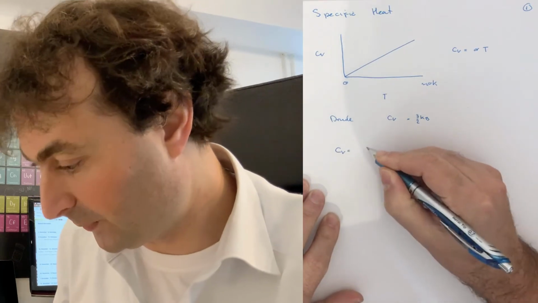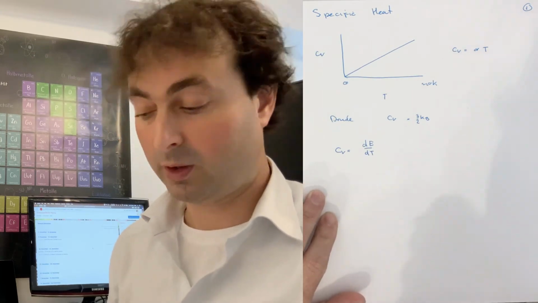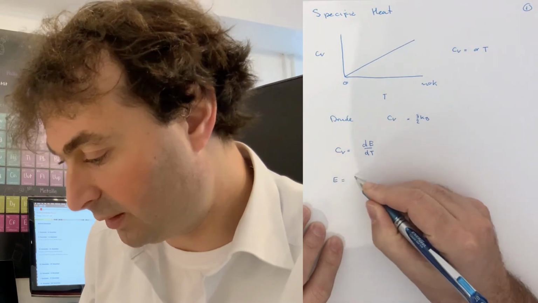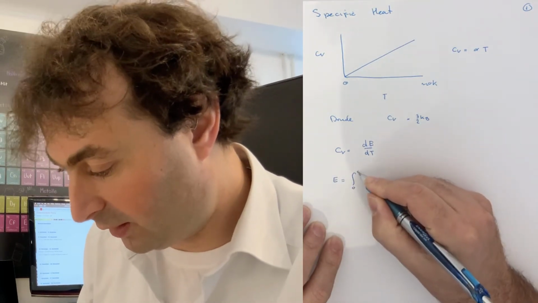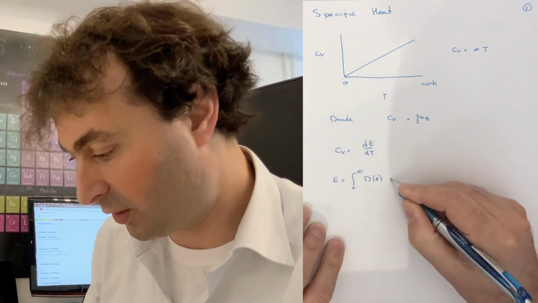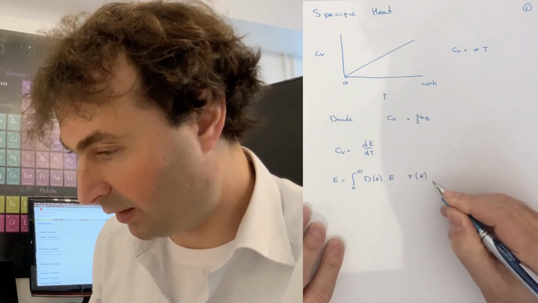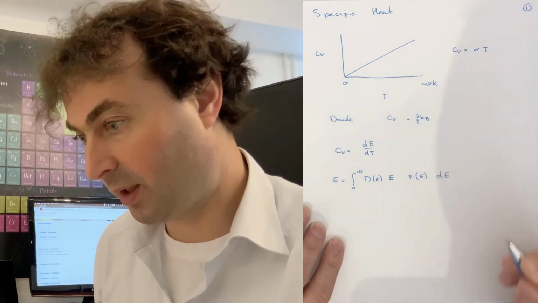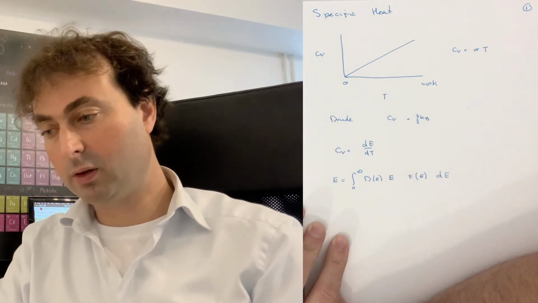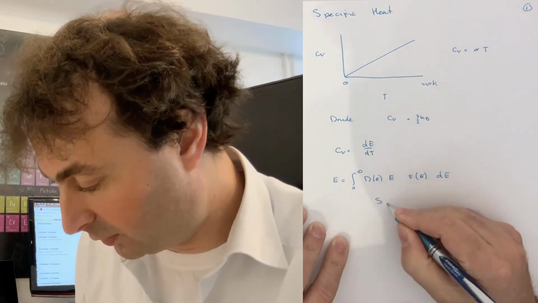So the specific heat is given as the derivative of the energy with respect to temperature at constant volume, so that we don't do work. And we can calculate the total energy in our system by the integral over the number of states that we have with a certain energy, times the energy of that state, times the occupation that we have in the Fermi-Dirac distribution at that energy. Now, in order to evaluate this integral, we can use the Sommerfeld expansion, and we will do that.